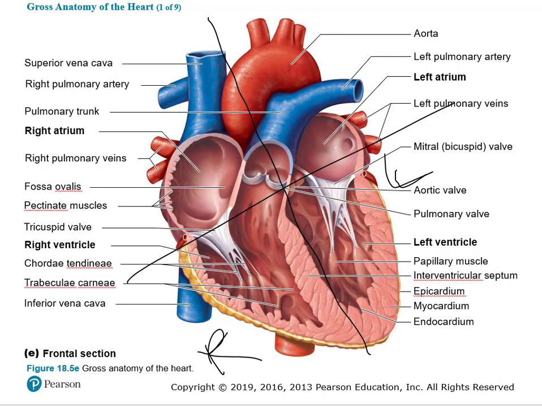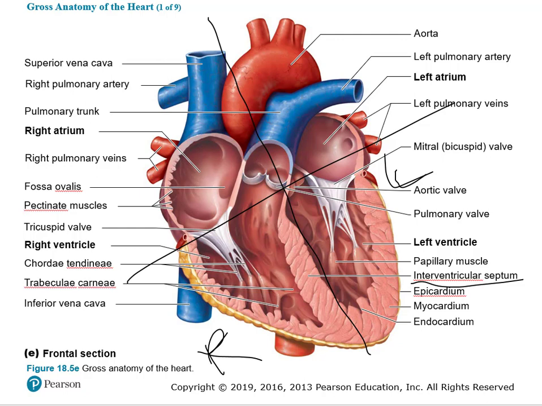The right side and the left side are divided by the interventricular septum. The ventricles are separated by the interventricular septum, and the atria are separated by the interatrial septum, which is not visible in this picture. So you have a clear distinction between the right and left side of the heart, because the right side deals with deoxygenated blood and the left side deals with oxygenated blood. So you need to keep them separate.